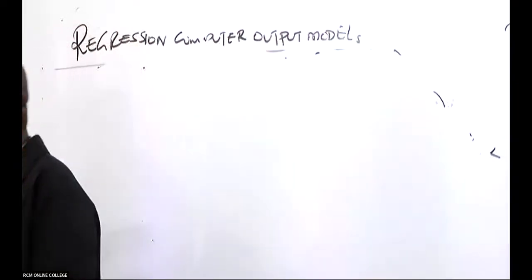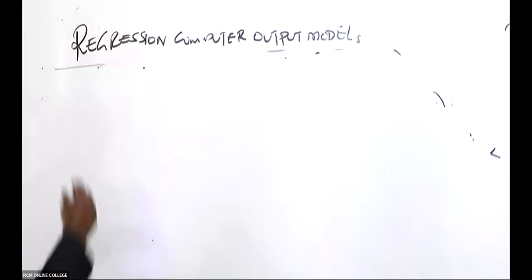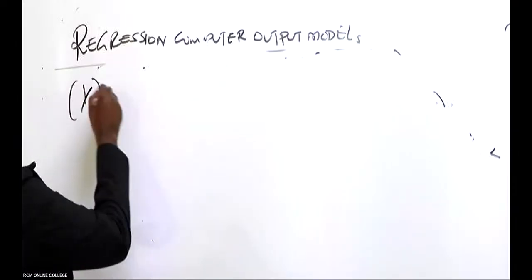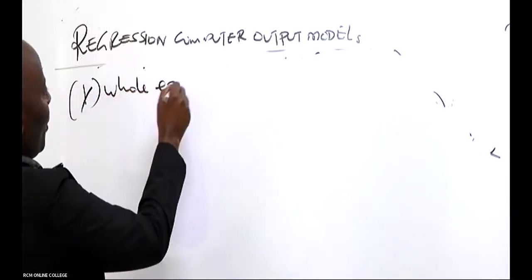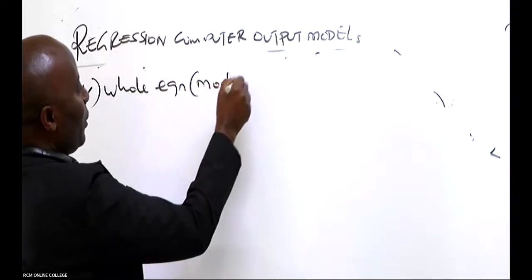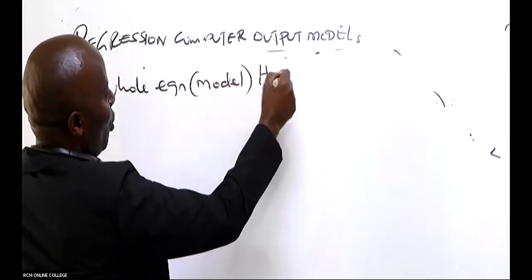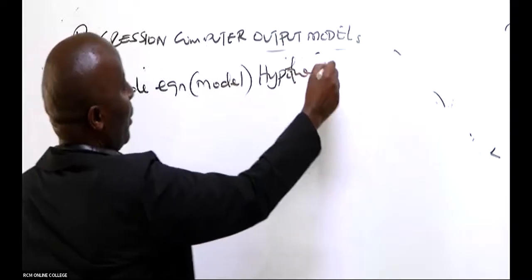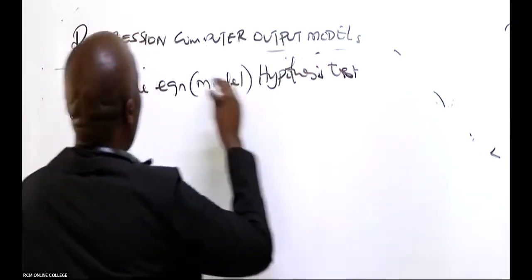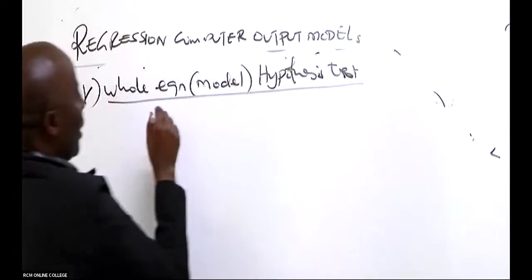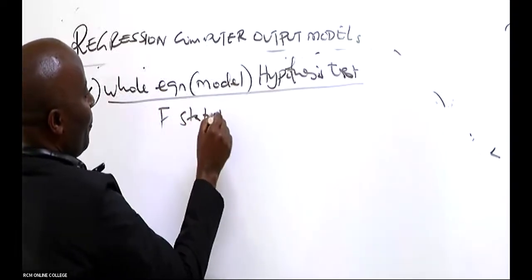So then, ladies and gentlemen, if they want us to do the whole equation, so that's number 5, what we are calling the whole model hypothesis or significance tests, we are using the F statistic.